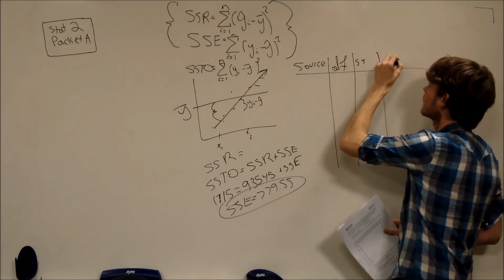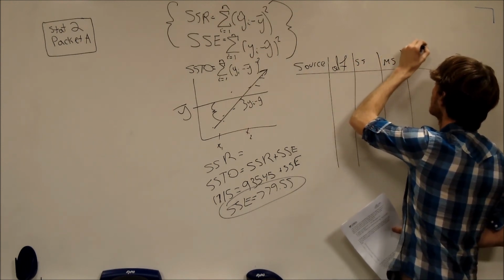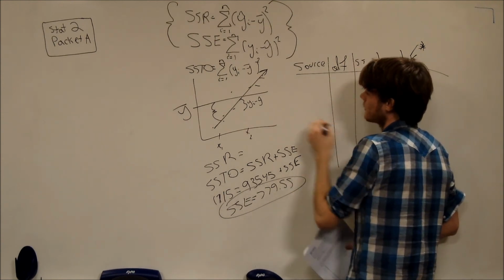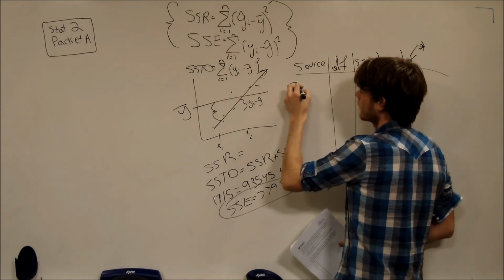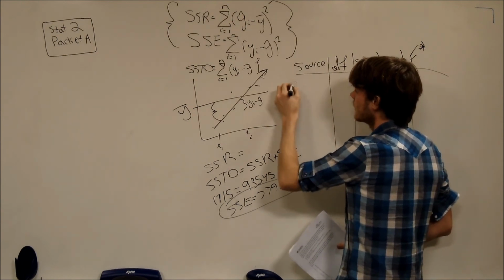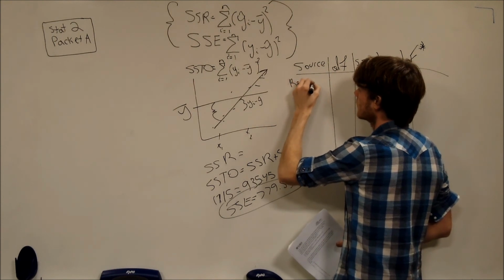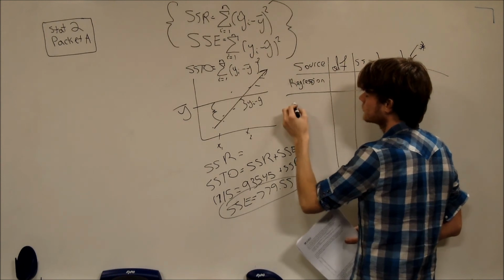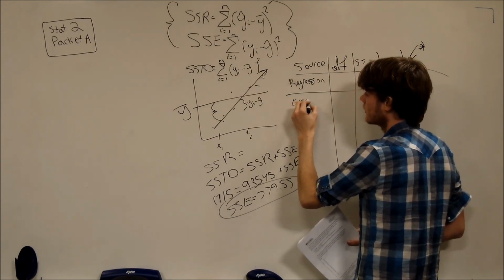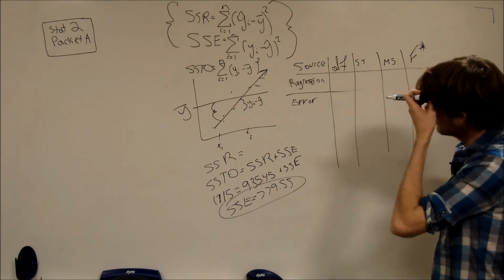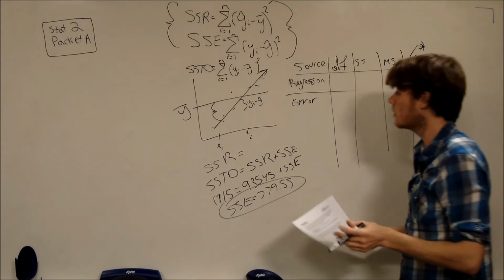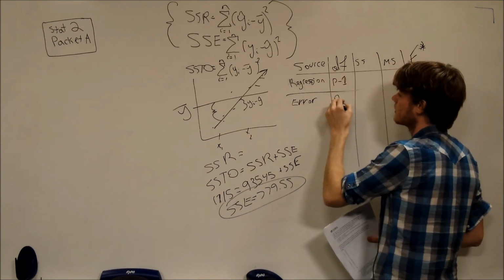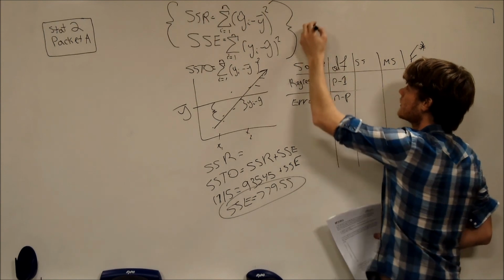SS. So the source of the error and the source of the regression. You have regression, and you have error. Now the degrees of freedom associated with regression are always p minus 1, and for error it is n minus p. What's p? P is the number of predictors.